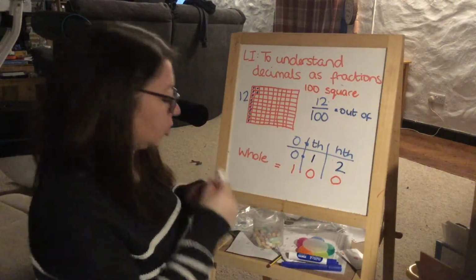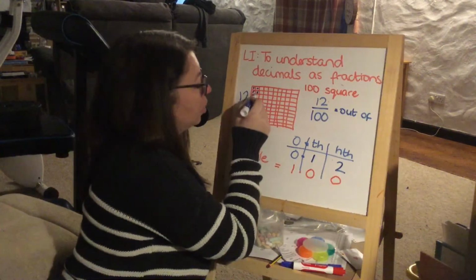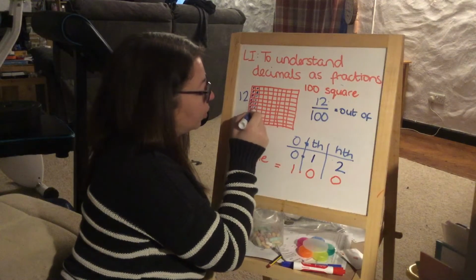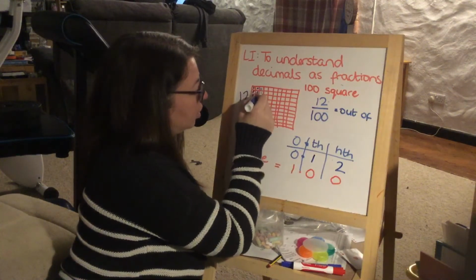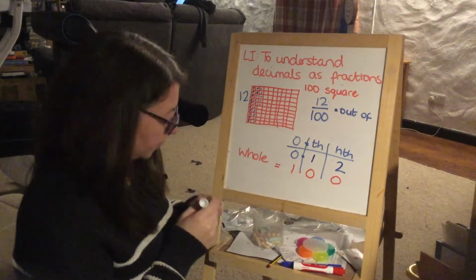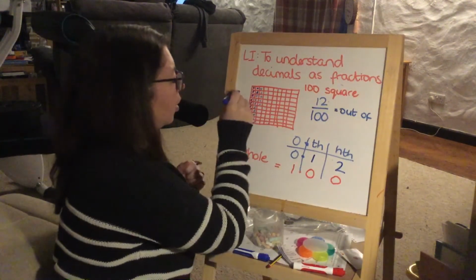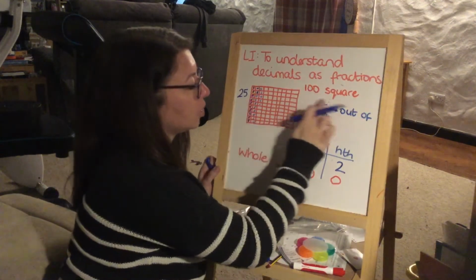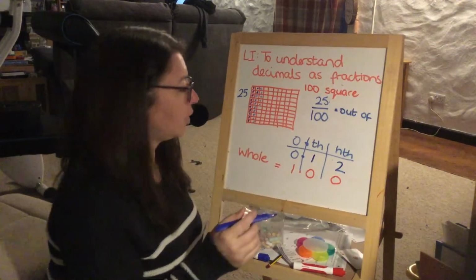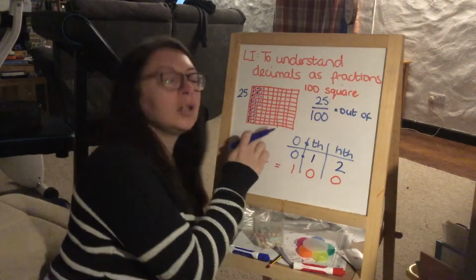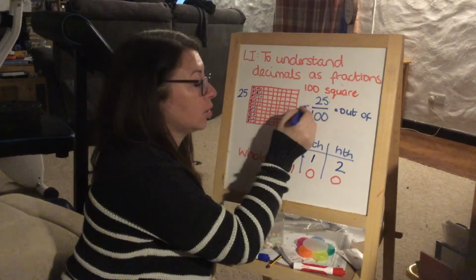So let's do one more. So what about if you had 25? Okay, so now we have 25 out of 100. Okay, so we have 25 out of 100. Now you might know that that is a quarter, and that is fine. That's brilliant if you know that that is a quarter.